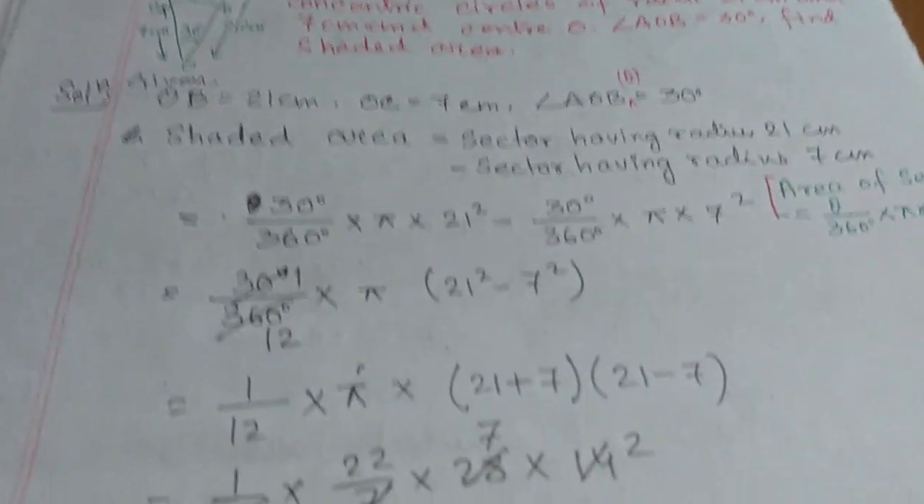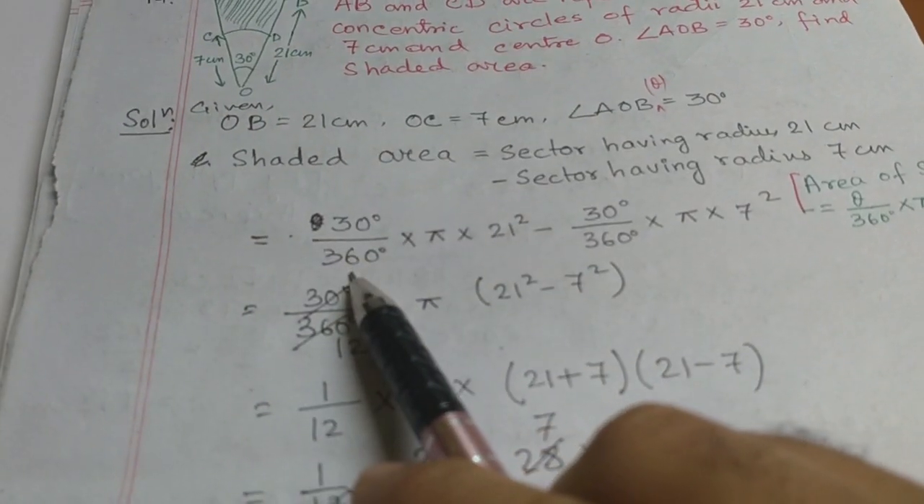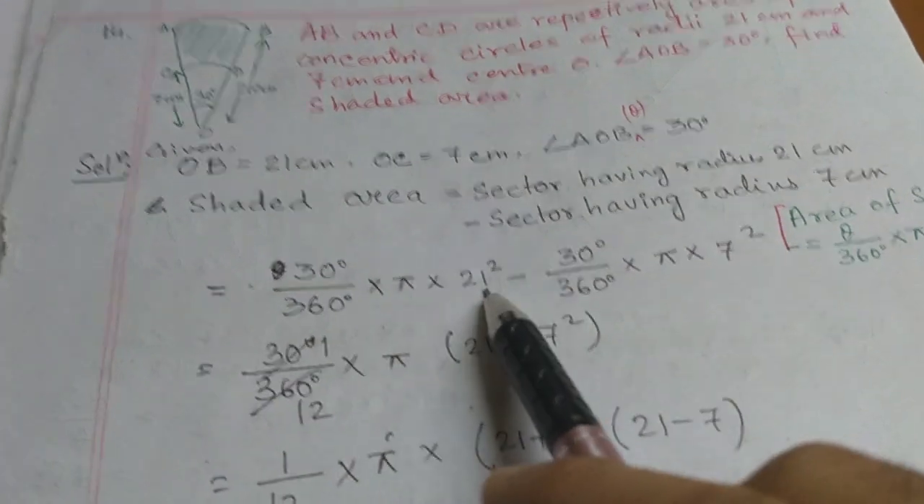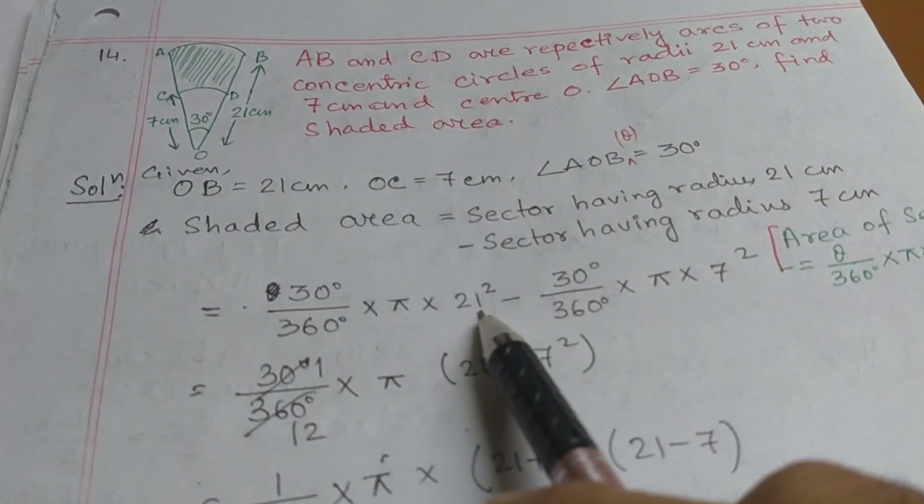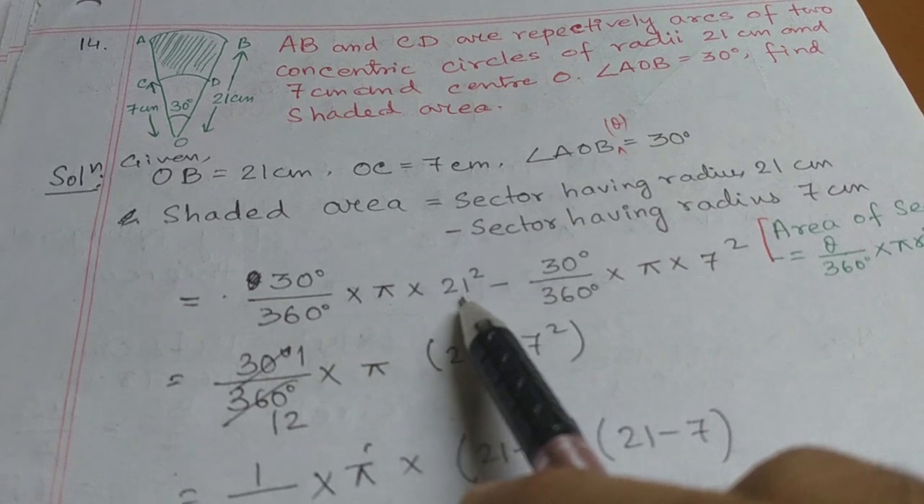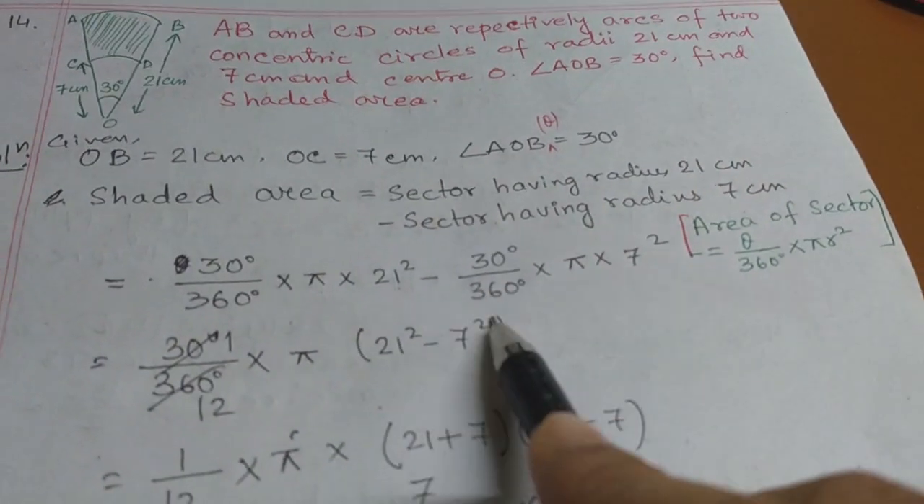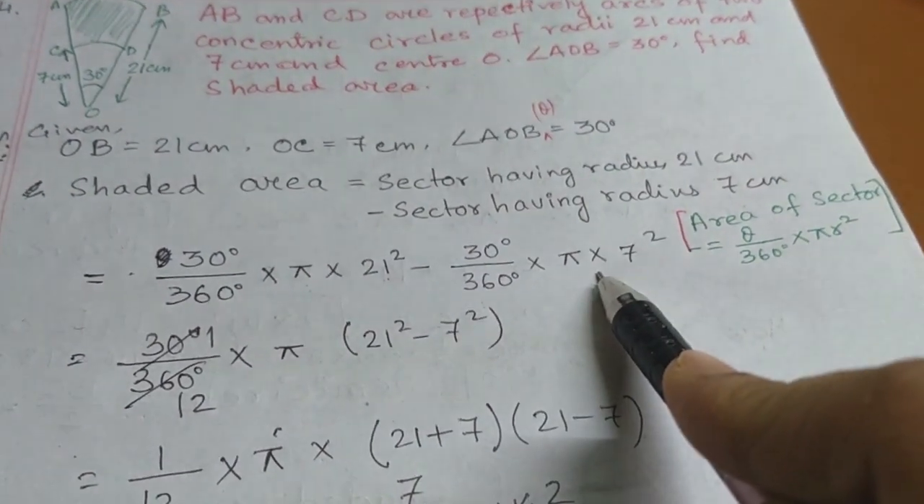In bracket you can write theta. So theta I put 30 by 360 degree, pi r square, where the big radius is 21. You can see I put it there. Similarly, 30 by 360 degree into pi, and the smaller radius is 7 square.